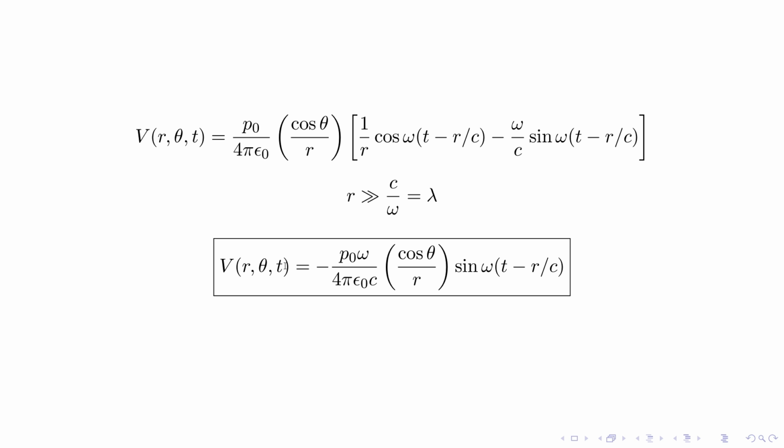So V of r, theta, and t is equal to negative p naught omega over 4 pi epsilon naught c, cosine theta over r, sine omega t minus r over c. So there we go. We've taken that complicated equation, reduced it down to something simple by taking a few approximations and noticing which terms cancel.